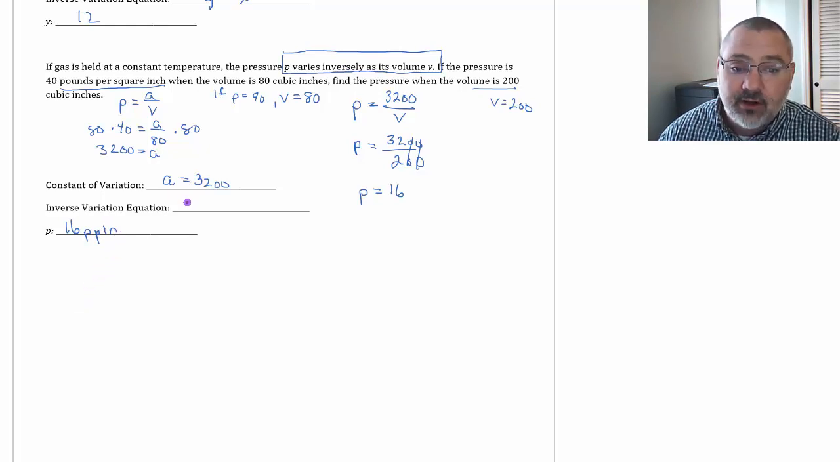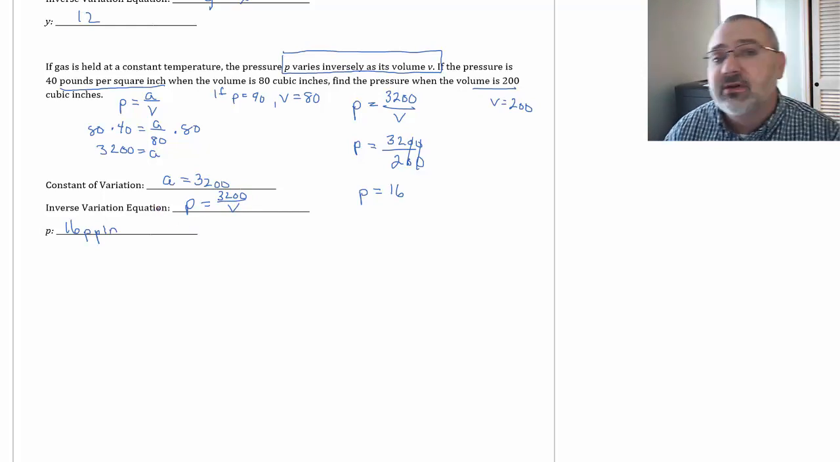Oh, I forgot to write the variation equation. Or P equals 3,200 divided by V. Hopefully this helps you out with solving some of your problems.